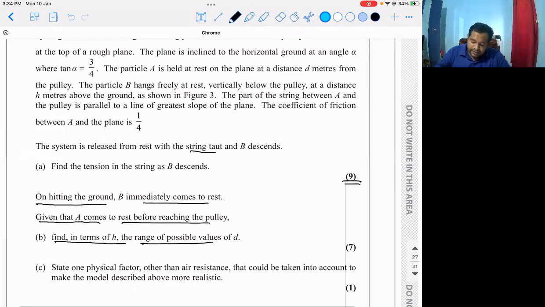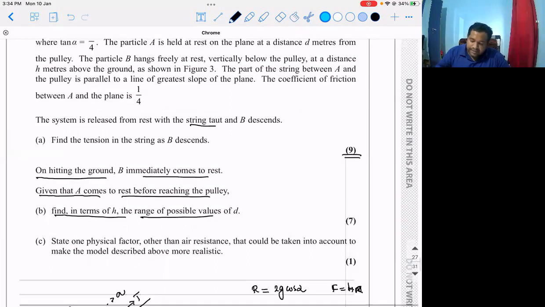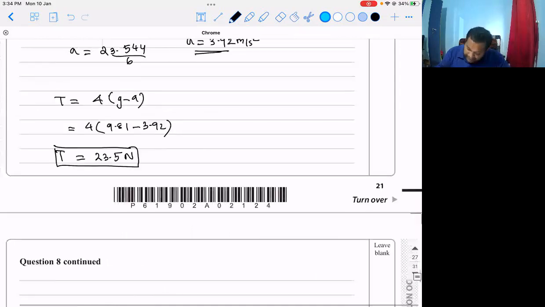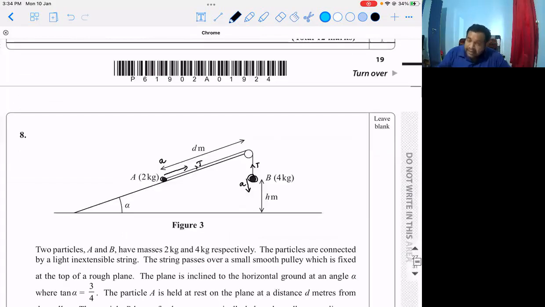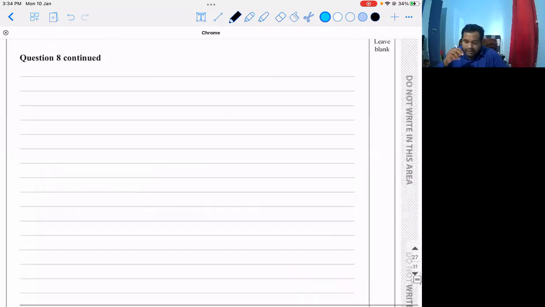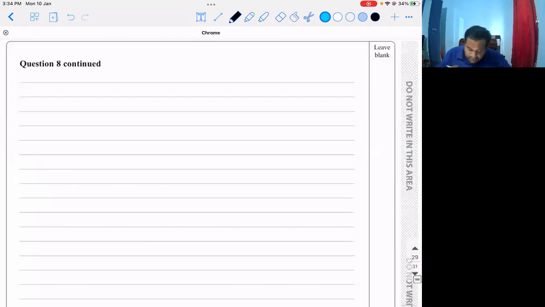So once again, I will review this question. What is D before doing this question? D is actually the distance between the particle at the initial position to the pulley. So they're asking what all values D can take. That's their question. Okay, so we'll do this B part very carefully.